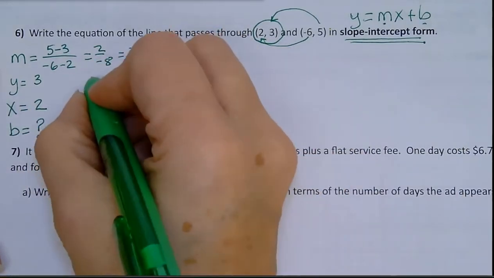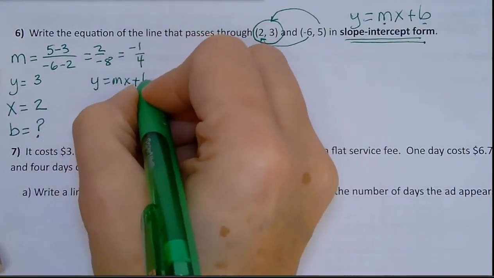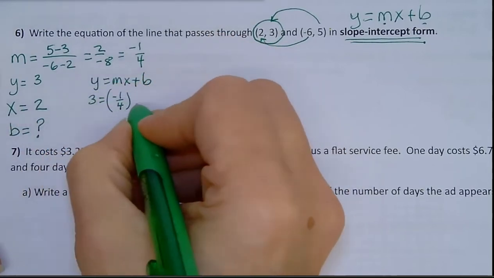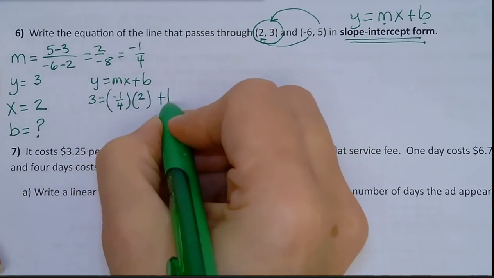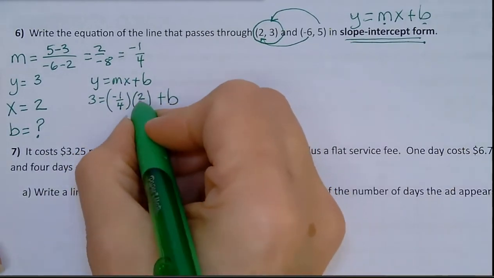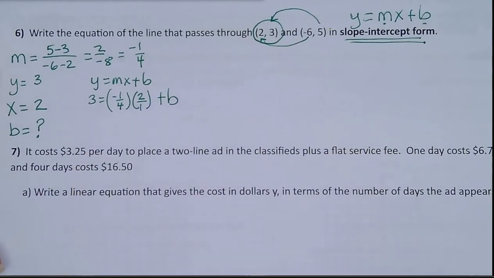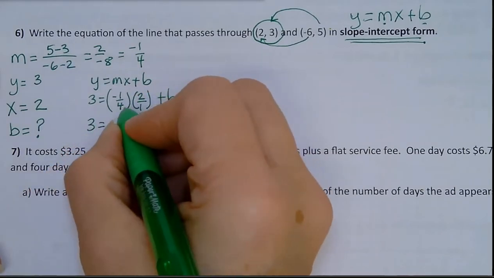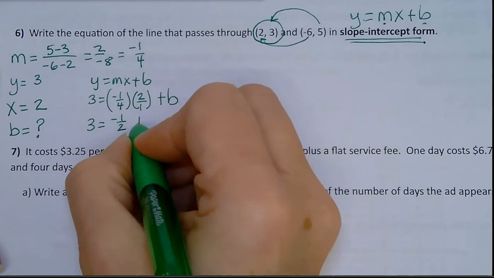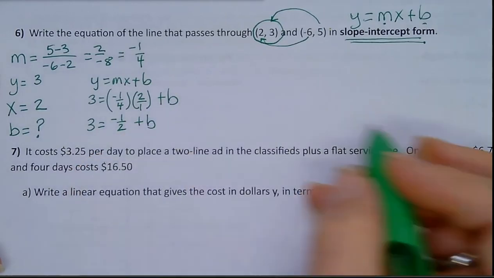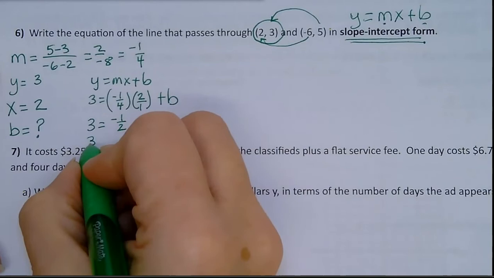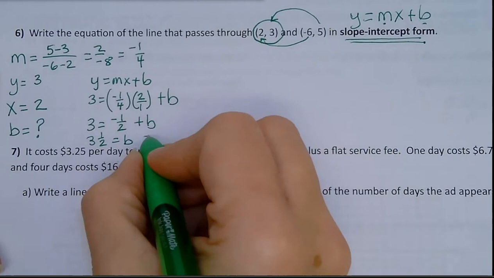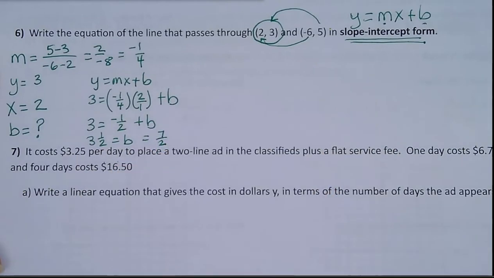Now, if I write everything out as y equals mx plus b, it will look like this. 3 equals negative 1/4 times x plus b. I wrote my x in a strange way because I'm going to write that as a fraction so that I can multiply those 2 fractions together. 3 equals negative 2/4, which is negative 1/2, plus b. And now I'm going to add 1/2 to each side, so 3 and 1/2 equals b. 3 and 1/2 is the same thing as 7/2, so I can use either one of those.